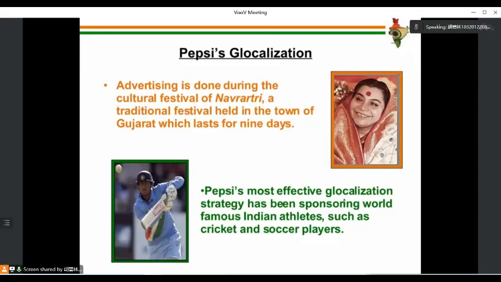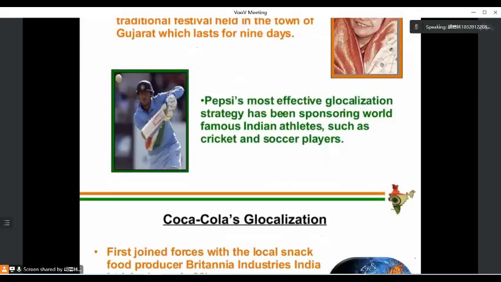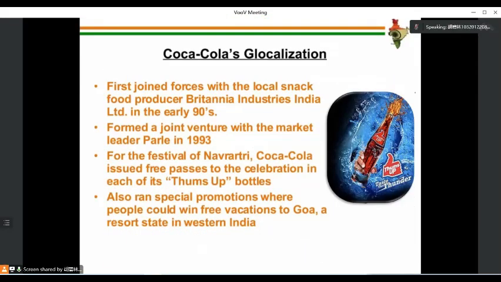to help them promote those drinks. And next is the Coca-Colaization. So their first joint venture was with the local snack maker Britannia Industries. Okay, it happened in the early 90s, so it's quite late compared to Pepsi. And they formed a joint venture with the market leader, which is called Parle, in 1993.